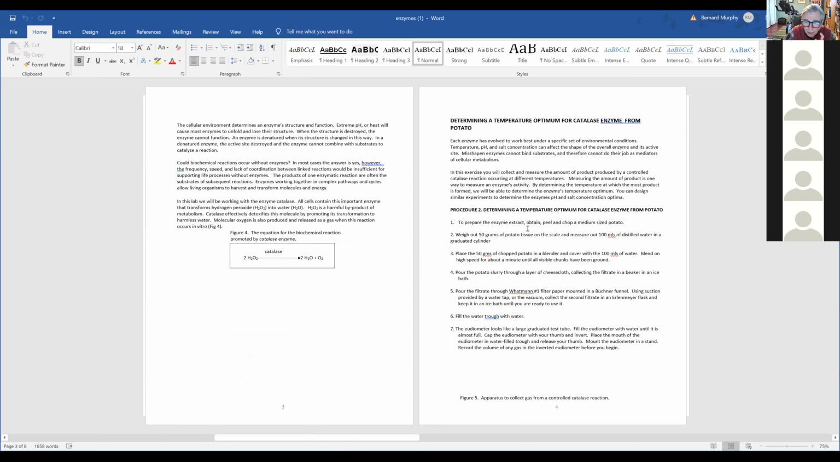All right, so we start off by preparing the enzyme extract: obtain, peel, and chop a medium-sized potato. They weighed it out, 50 grams. This is a group activity. So we had three tables, as I mentioned: a low temperature table, a room temperature table, a high temperature table. Rather than talk through these procedures, I'm going to show you a video made by Miss Boward.